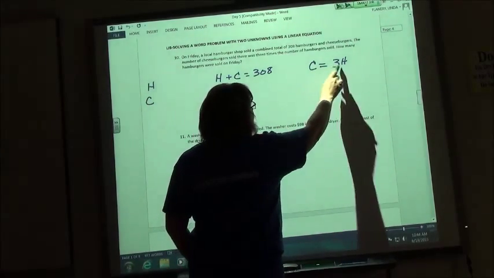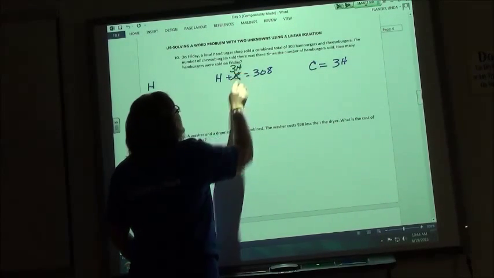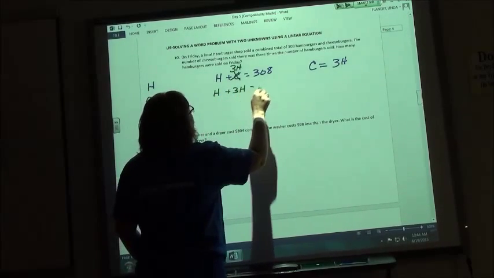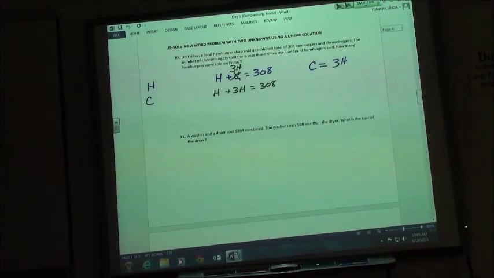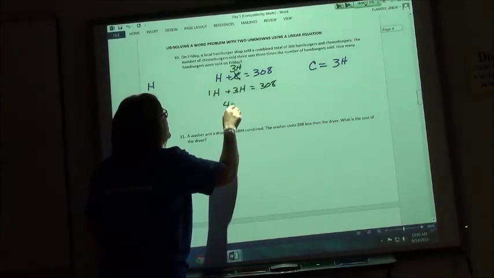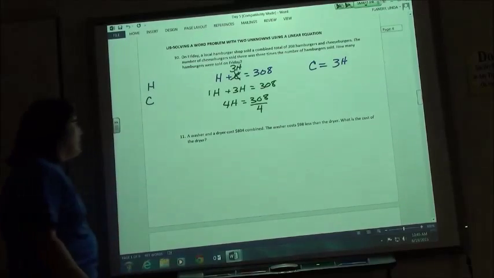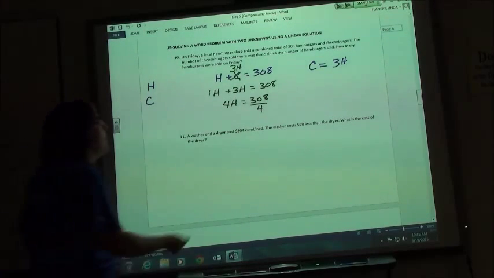I'm going to solve this one by substitution. Since the C is set equal to 3 H's, I can get rid of the C and replace it with 3 H's. So now I have H plus 3H equals 308. And that's pretty easy to solve. I'm going to start by combining my like terms. 1H plus 3H would be 4H equals 308. And so in order to solve that, we just have to go ahead and divide by our 4. 308 divided by 4 gives me 77 hamburgers.